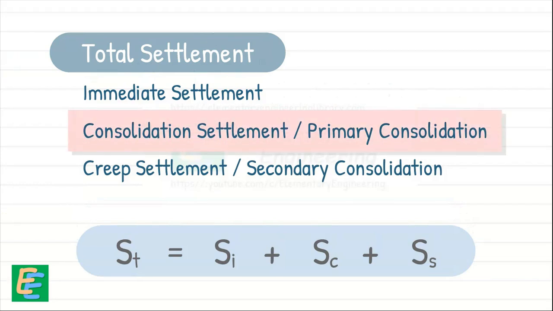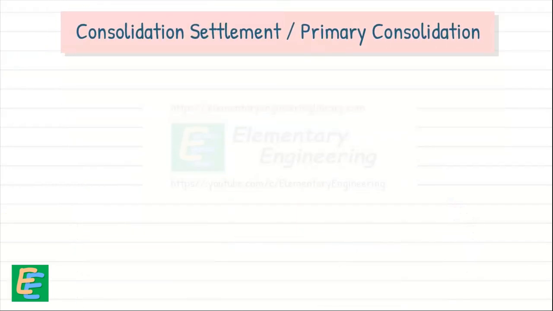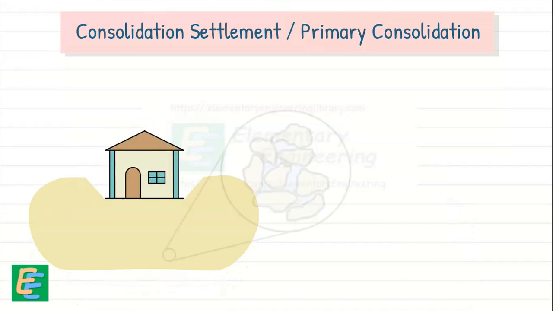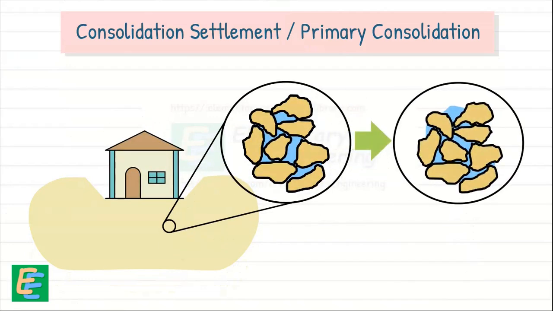Consolidation settlement is the most dominant factor of the total settlement. It refers to the settlement of soil that occurs because applied load causes the rearrangement of soil particles and dissipation of excess pore water pressure in saturated soils. We have learned all this in our previous video.